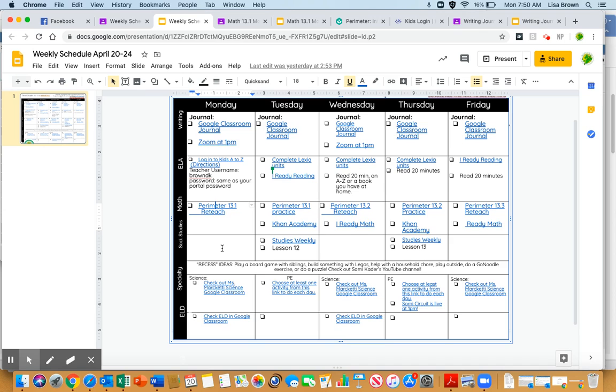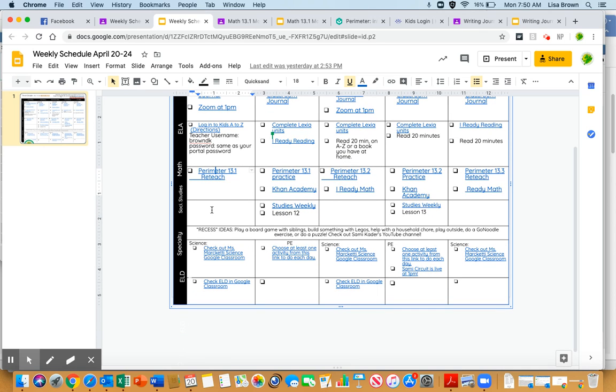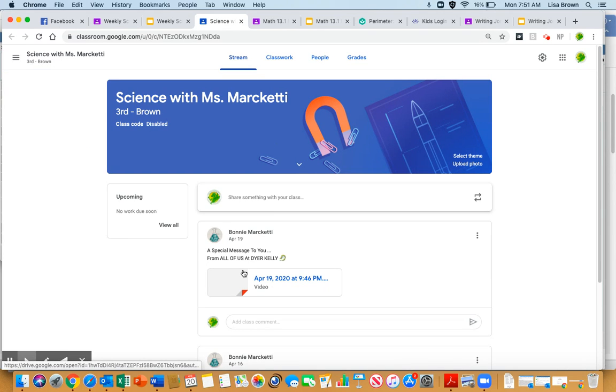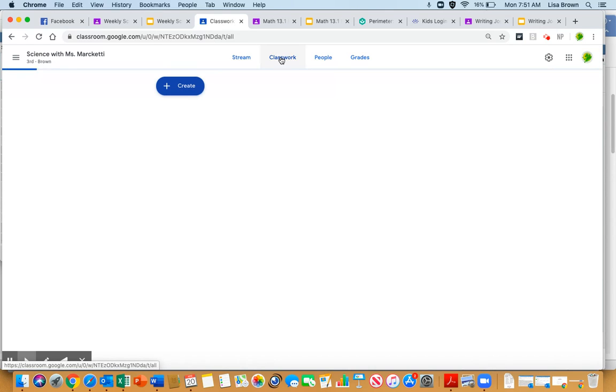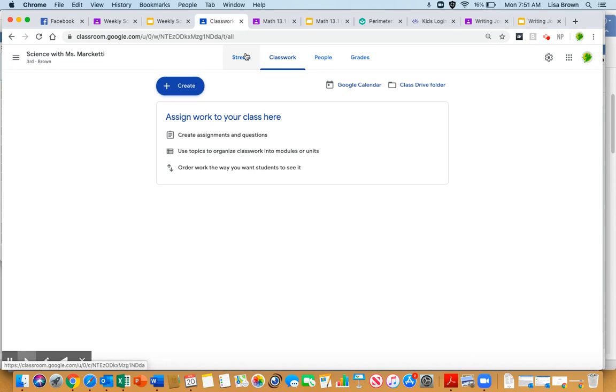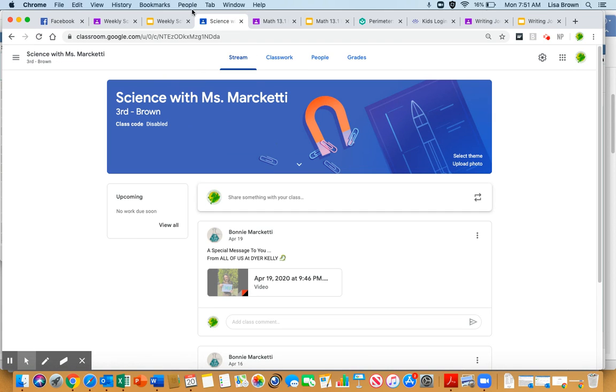We go back to the schedule. No social studies for today. The social studies will happen tomorrow. Then there's a link to Miss Marchetti's science class. If I click on that, it takes us right to her science page, so they can see what she has. So you can go to classwork, and that's where she's assigning her new classwork. She just opened this up this week, so she doesn't have her classwork in there yet, but she will later today.